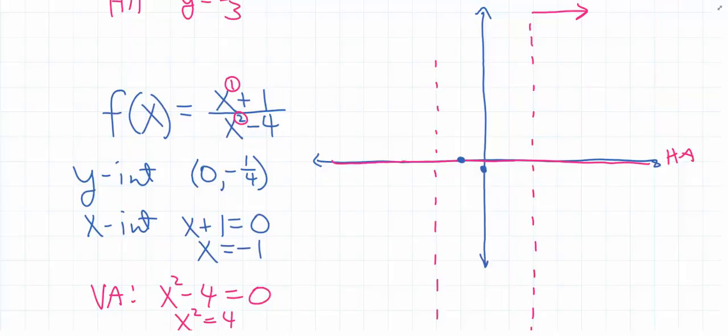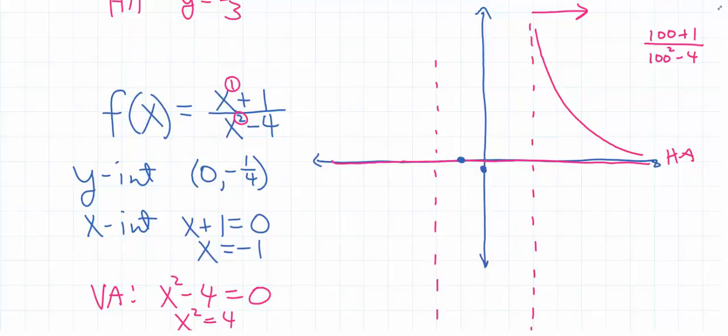If I let x be 100, think about what I would have. I would have 100 plus 1 over 100 squared minus 4. Now the top is positive, the bottom is definitely positive, so we have a positive over a positive. So the graph is going to be positive. It's going to be up above.